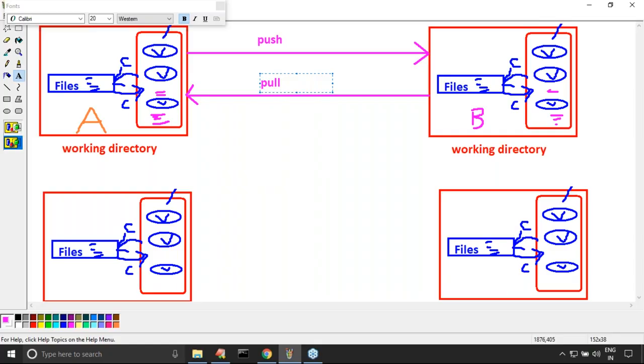What is the push operation doing? The process of sending files from our repository to another repository is by default considered a push operation. Next, the pull operation: the process of getting files from another repository to our local repository is nothing but pull. Any doubt? Don't get confused.